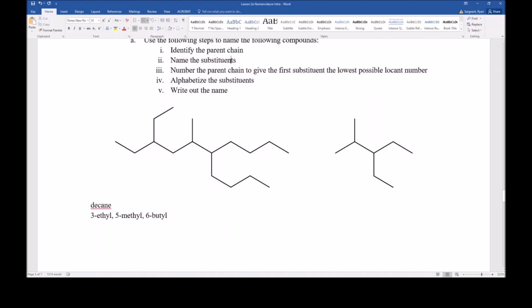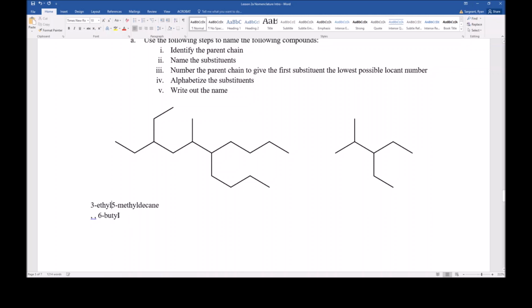I've identified the parent chain, I've named the substituents, and I've numbered the parent chain and given all my substituents their numbers. Now I'm going to alphabetize my substituents. So butyl is alphabetized by the letter B. That's before E, before M. So I'm going to build this thing kind of in reverse. So my methyl group is alphabetically last, so that's going to connect directly to the decane. And then the ethyl group is the next one.